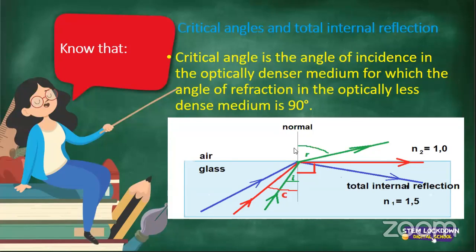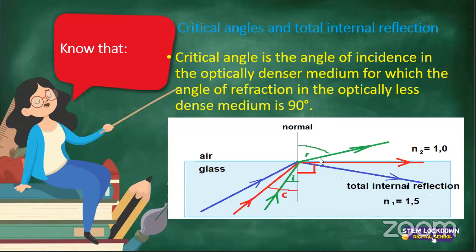The angle of refraction will be 90 degrees. So you can see that if this side is 90 degrees, it means also this side is 90 degrees. So the critical angle is the angle of incidence in an optically denser medium for which the angle of refraction in an optically less dense medium is 90 degrees.